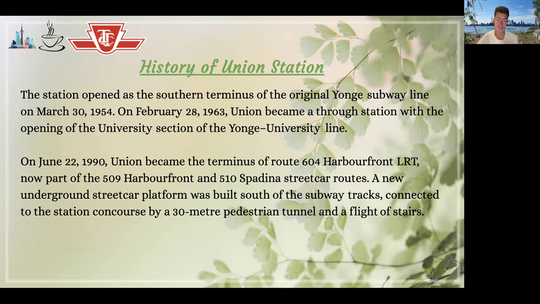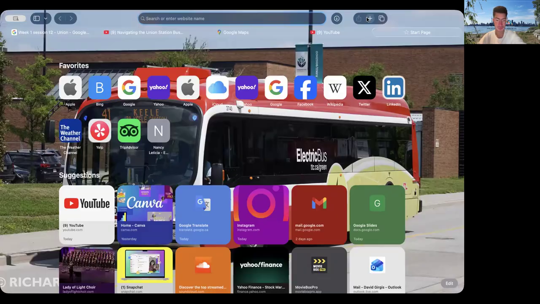So the station, as I mentioned earlier, opened as the southern terminus of the original Yonge subway line on March 30th, 1954. And on February 28th, 1963, Union became a through station with the opening of the University section of the Yonge-University line. On June 22nd, 1990, Union became the terminus of Route 604 Harbourfront LRT. So I'll show you what the LRT looks like.